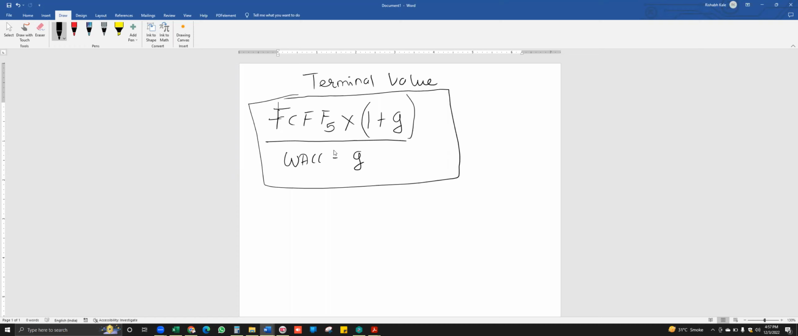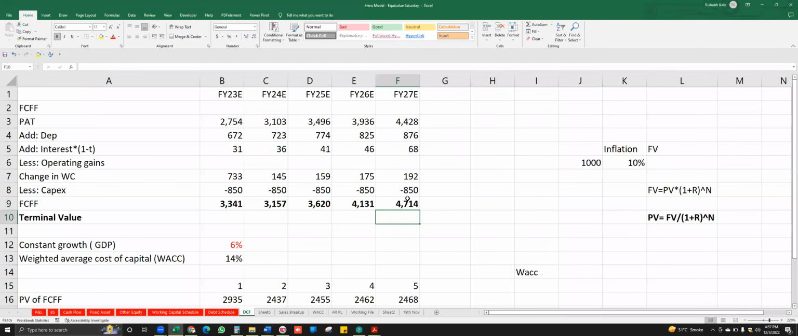If you focus for 3, then 3 years, okay? What was the formula again? FCFF into 1 plus G, that is your constant growth rate, okay, divided by 14 minus again the 6.